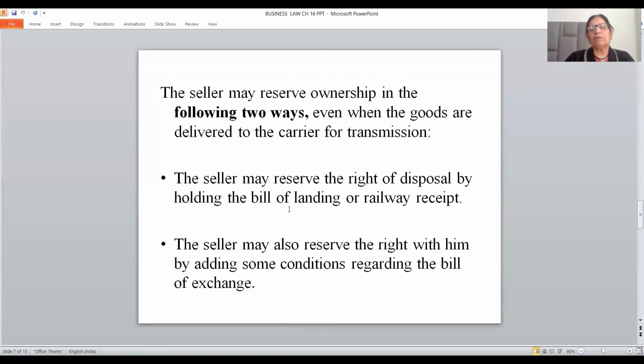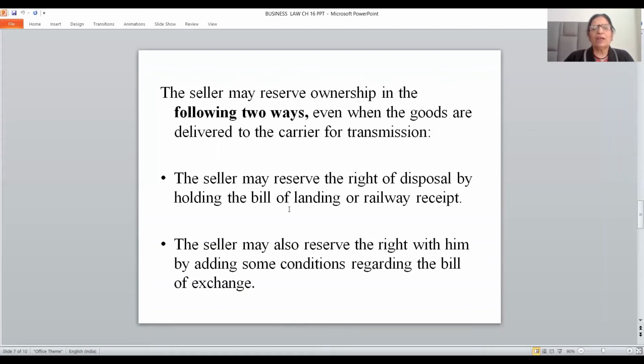The goods are to reach from the seller to the buyer through a common courier. A common courier may be railway authorities, shipping authorities, or air authorities. So I'll be using the term common courier for transmission. The goods are delivered to the common courier for transmission. So how can the seller reserve the right of disposal? In two ways: by holding the bill of lading or railway receipt. Goods have to reach from the seller to the buyer through ship or train.